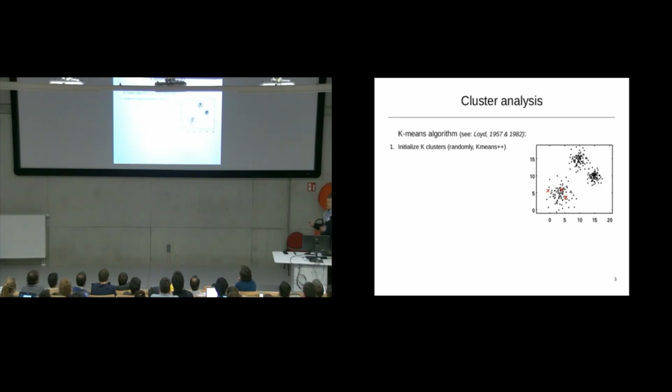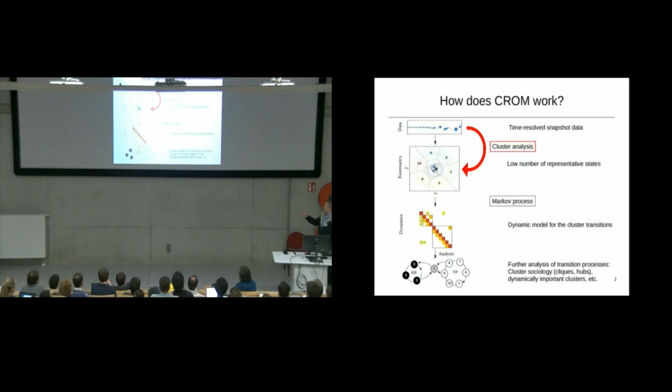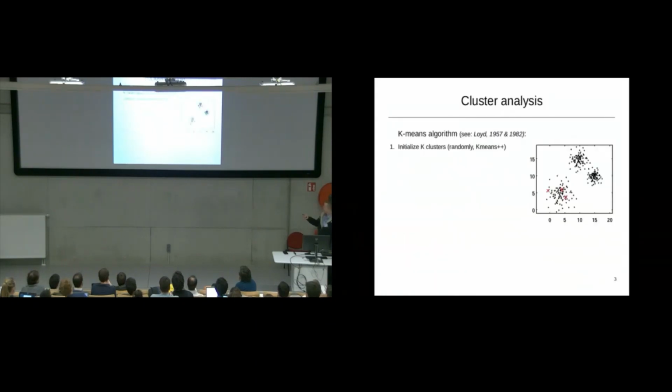So what you say, you start with a guess of your number of representative states. I will call them now centroids or clusters. So these are 3 centroids. And of course, it's a very stupid choice. So you say these are the representative states. In the next step, you look at the points which are closest to this centroid.